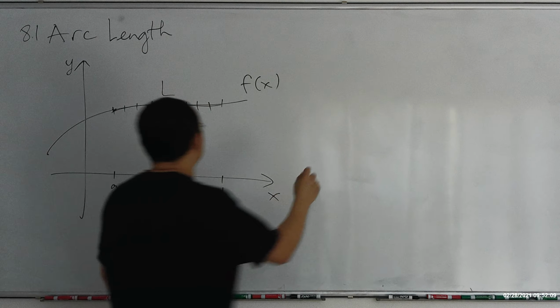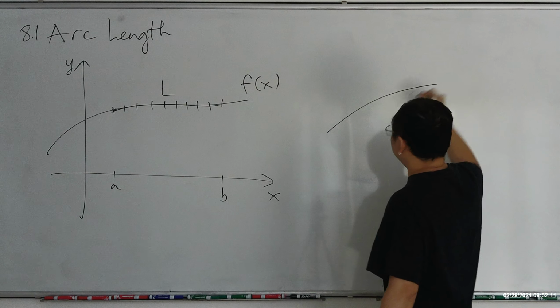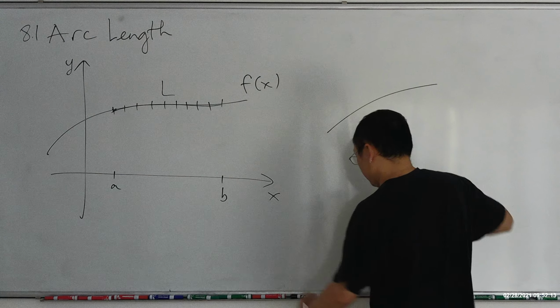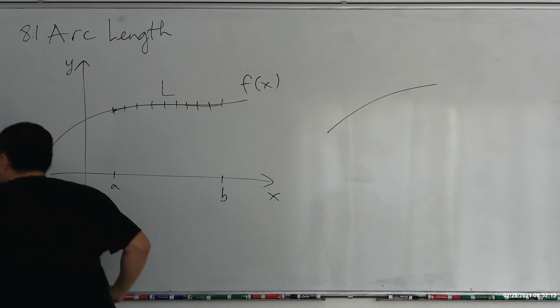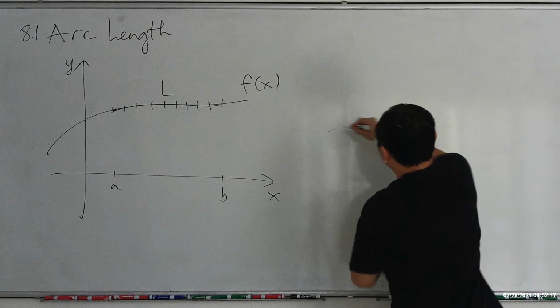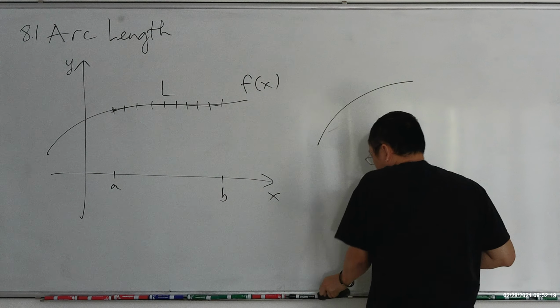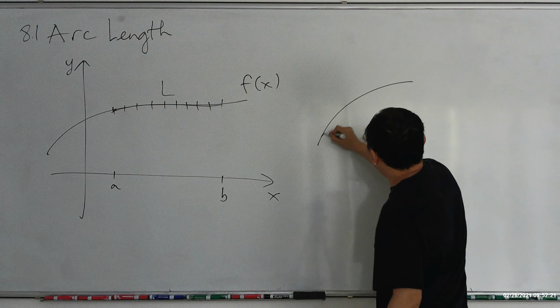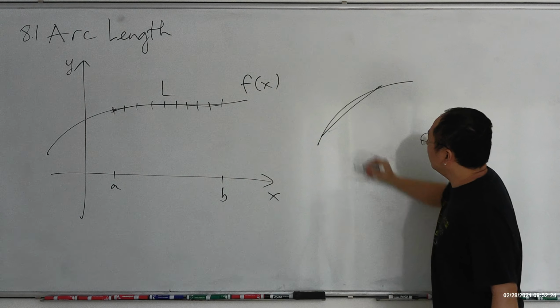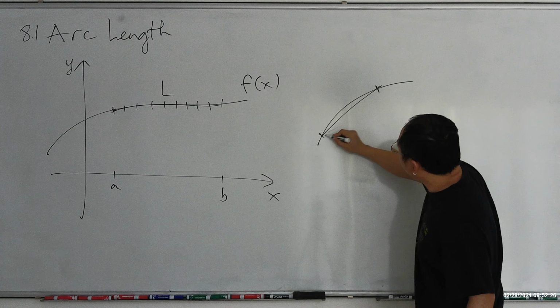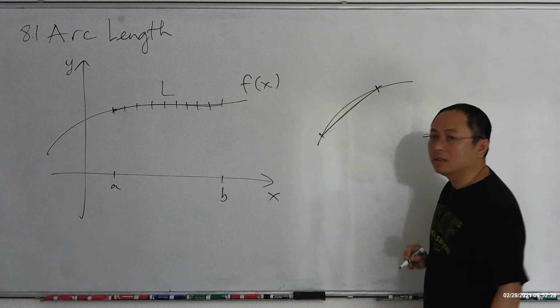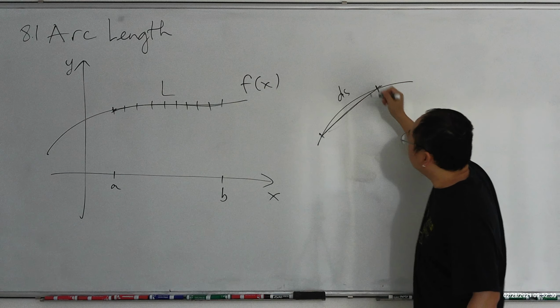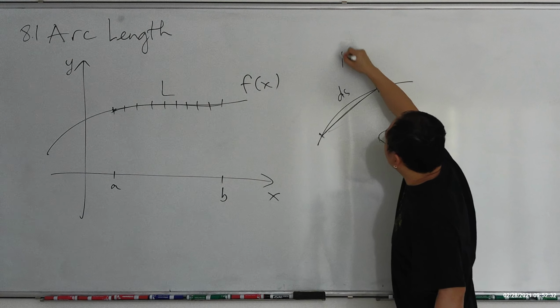Okay, so let me just try to zoom in. Say you have a curve. Make it a little bit more curvy. Okay? So in the middle. Basically the arc length from here to here is approximated by this little line right here. Let's call it ds. Oh well, it's supposed to be delta s, okay?